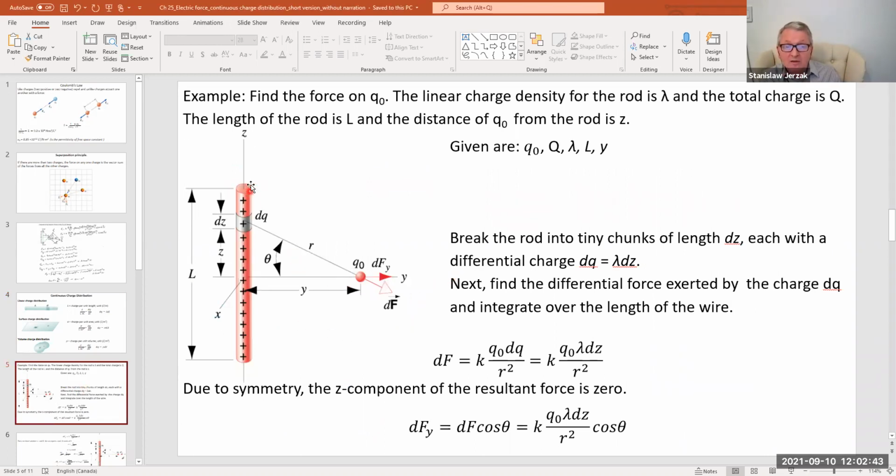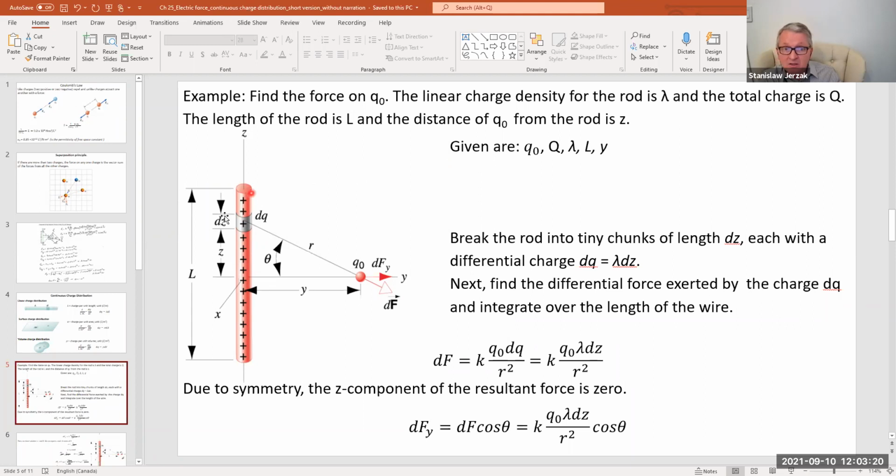The next slide is the example to calculate the force acting on that charge Q0 due to a very thin rod on which charge is uniformly distributed. So let's say we have that charge on the very thin rod. For now, you can imagine that this is just a line of charge. Let's say maybe the charge embedded in the plastic. So this is not a metal rod.